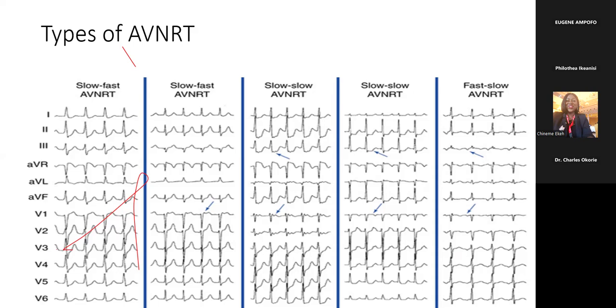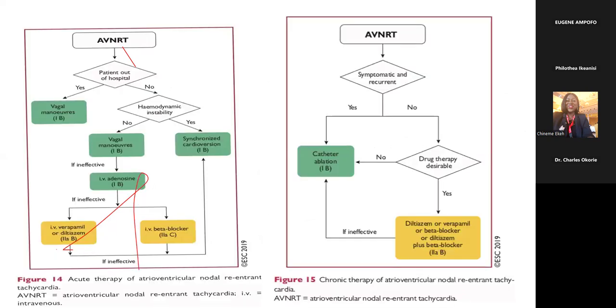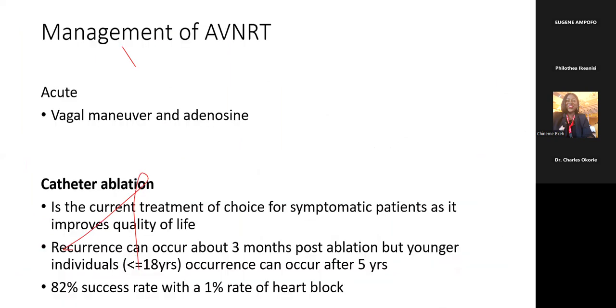Then the management of AVNRT: we have acute management and long-term management. Okay, we'll still see the slide showing us the ESC guideline. For the acute management, we have the vagal maneuvers and then adenosine, which is an AV nodal blocker. Then we also have catheter ablation.